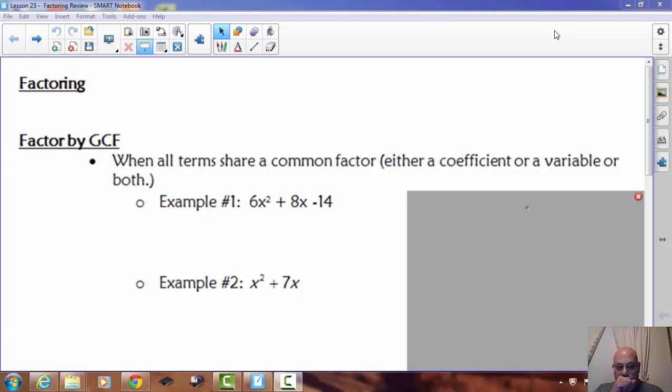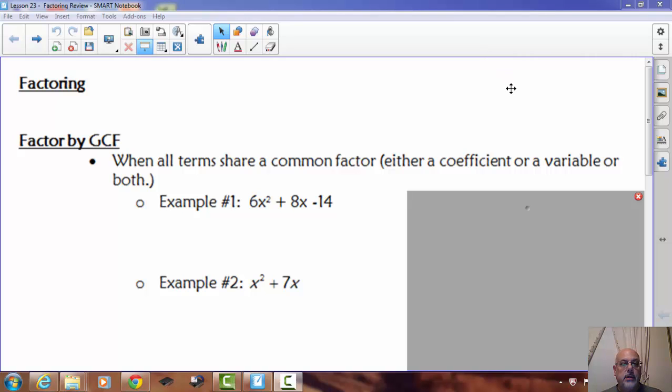The first thing we're going to look at is factoring by greatest common factor, or GCF. When we look at an algebraic expression, all the terms share a common factor. It could be a variable or a coefficient or both. Look at the first example, 6x squared plus 8x minus 14. There is not an x in all those terms, but there is a common factor of 2.